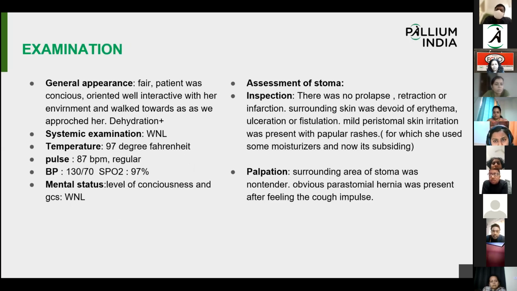Examination findings: general appearance was fair. The patient was conscious, oriented, well interactive with her environment, and walked towards us as we approached her. Dehydration was present, and systemic examination was within normal limits. Temperature, BP, and pulse were all within normal limits.